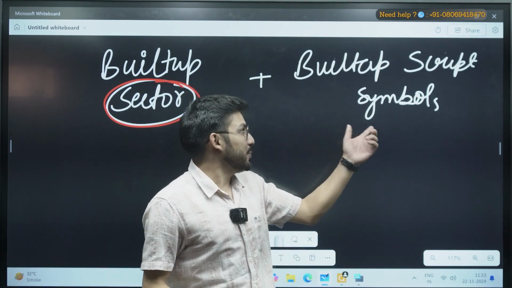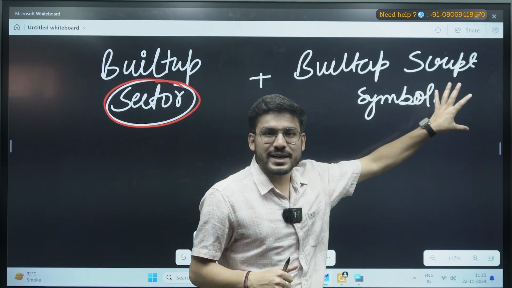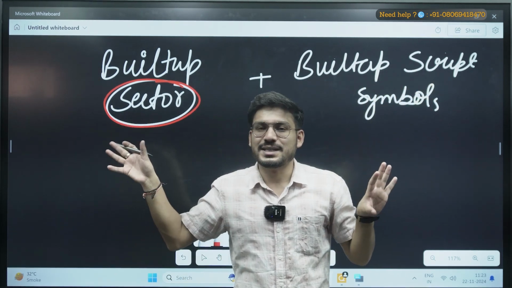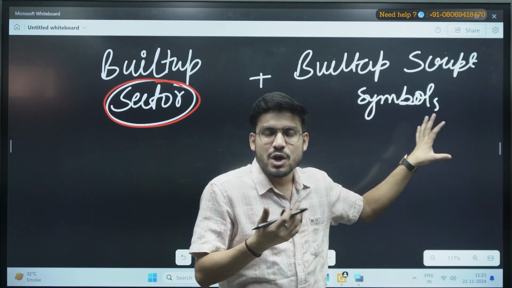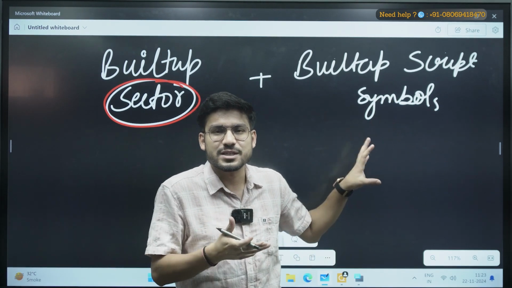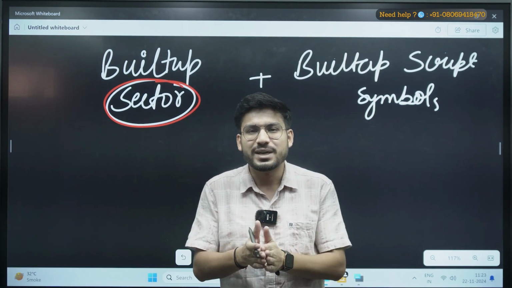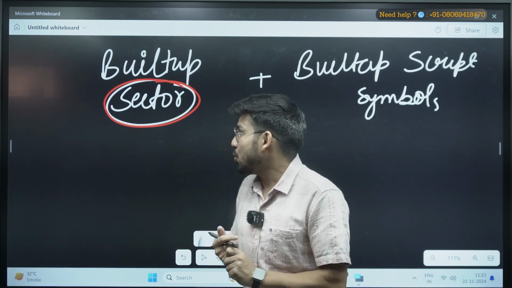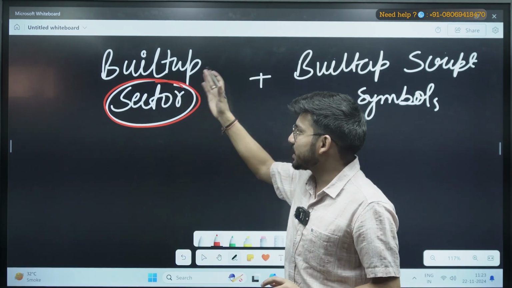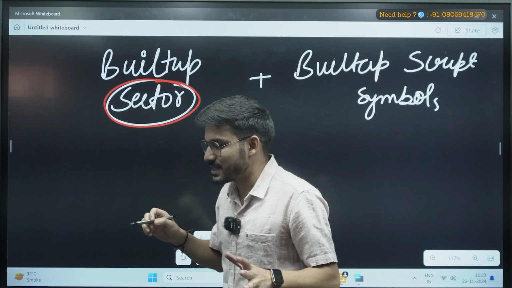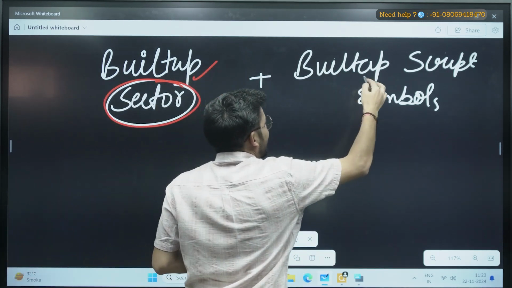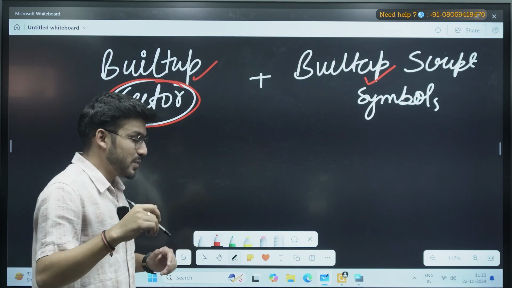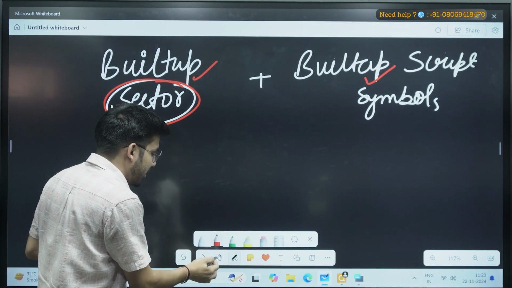After that, we will jump into built-up script symbol and we will find out, of that sector, which is the stock that can give me a good momentum in the upward direction, or if the market is bearish, which is the stock that can give me a good momentum in the downward direction as well. So when we are talking about the built-up sector and built-up script symbol, you can see there is a common word, that is built-up. So let's see what actually a built-up is.